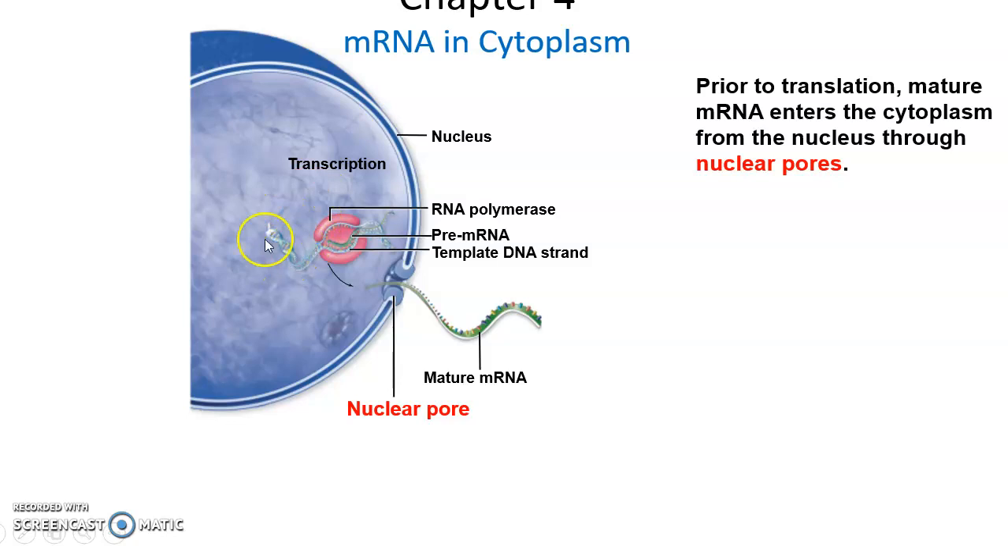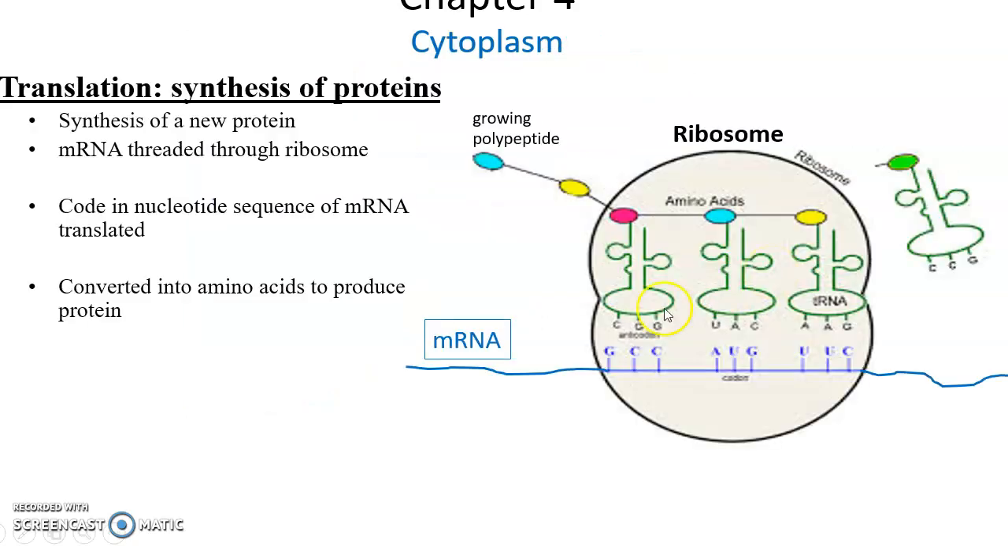So the mature messenger RNA will then leave the nucleus through the nuclear pore, go into the cytoplasm, where it will try to find ribosomes to allow for the production of proteins. So the production of proteins is called translation. So transcription is the production of messenger RNA. Translation is the production, the synthesis of proteins.